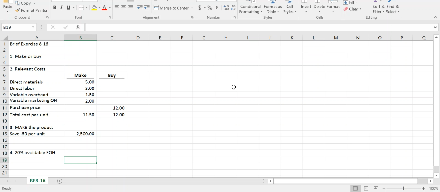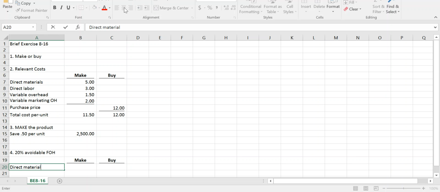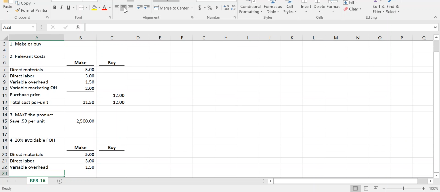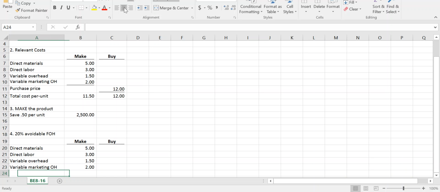So let's look at our options again. We have our make and we have our buy. And again, relevant costs are going to differ amongst alternatives. So again, direct materials is going to differ. Direct labor is going to differ. Our variable overhead is going to differ amongst alternatives, as well as our variable marketing overhead. And we also have avoidable fixed overhead.